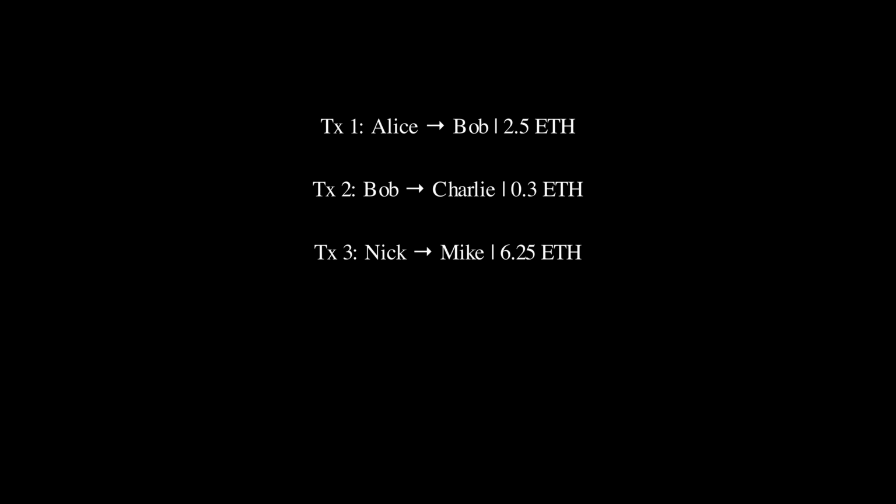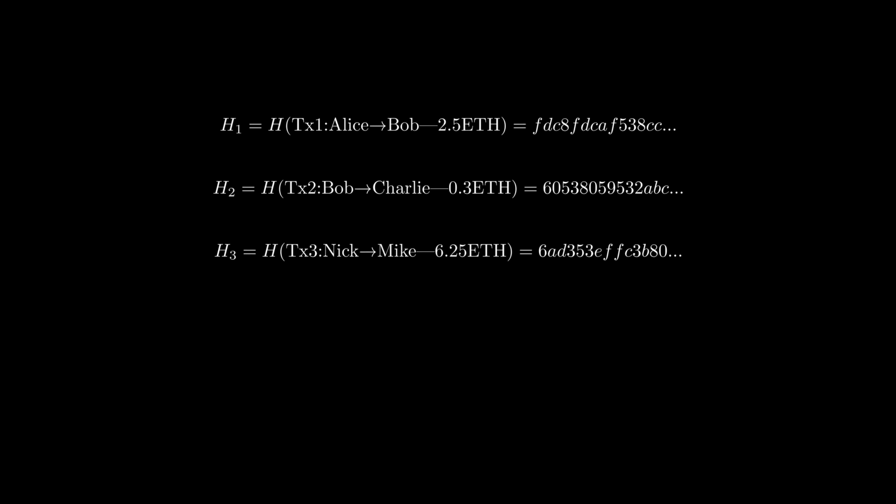First, every transaction is passed through a hash function. A hash is just a way of turning any data, like Alice sends Bob 2.5 Ether, into a short, fixed-length string of numbers and letters. If the input changes even slightly, the output hash looks completely different. These transaction hashes form the leaves at the bottom of the tree.